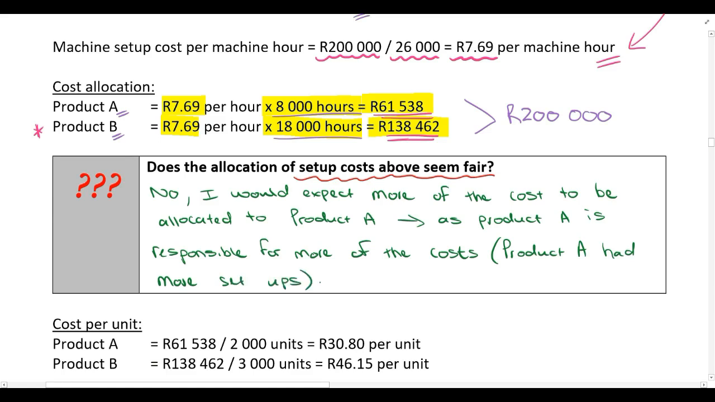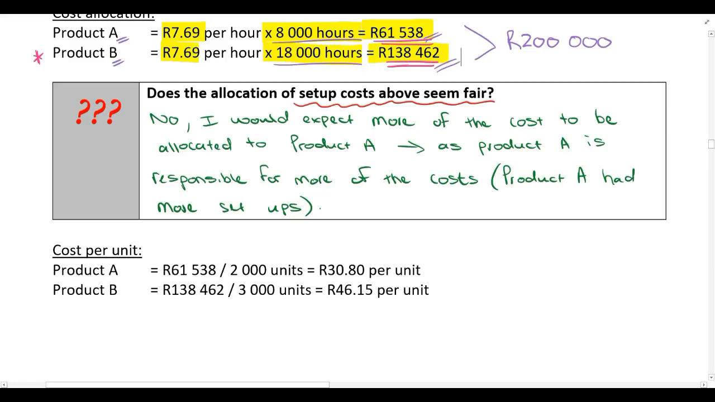Okay, so that definitely doesn't seem fair. We're allocating the setup cost using machine hours, so we end up allocating more of the cost to B, but product A has a lot more setups than product B, so actually product A should be allocated more of the cost. So this doesn't seem fair at all. So you can see this is a limitation of traditional costing.